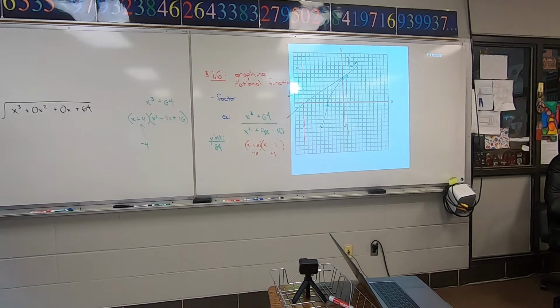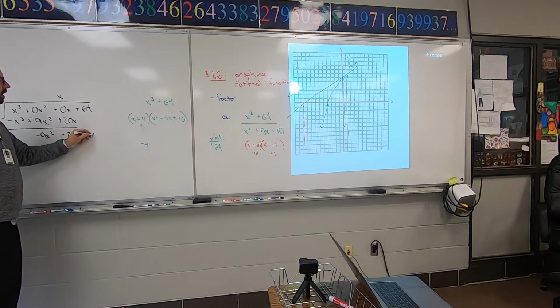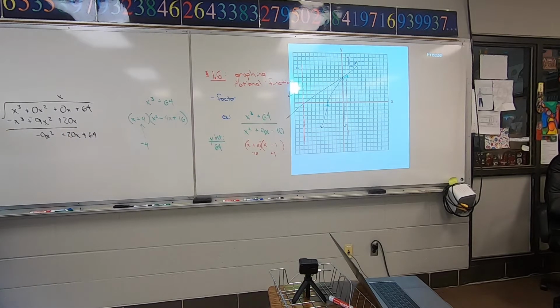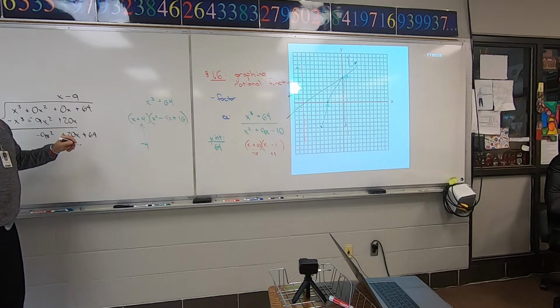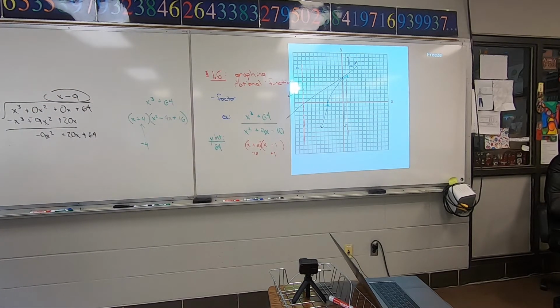Okay, 1 times x gives me x cubed. Plus 9x squared minus 20. I switch the signs. Negative, negative, positive, add straight down. Yes. And now I'll have to multiply by negative 9, right? And this, right there, that's my equation.